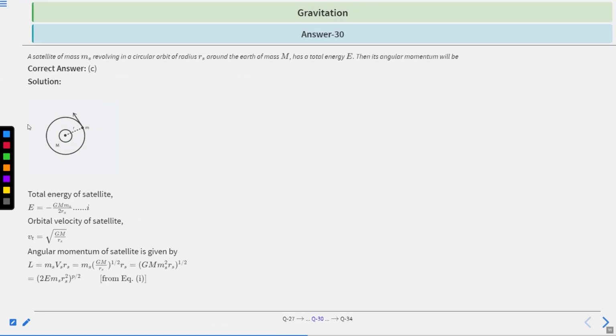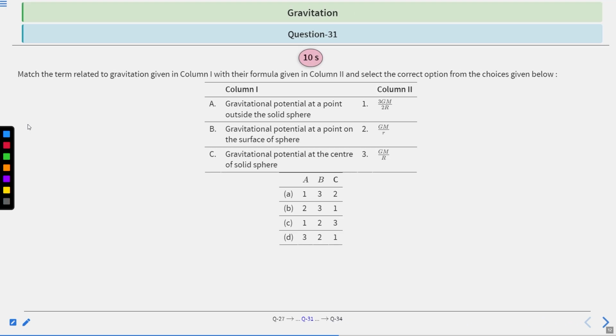Next question, question 31. Match the terms related to gravitation given in column first with their formulas given in column second, and select the correct option from the choices given below. Clear? These are the choices.